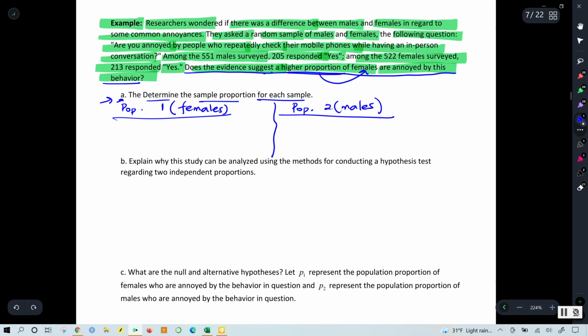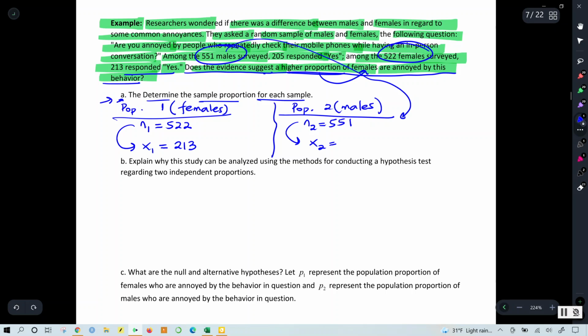So as it stands, for the population of females, the sample size we selected, n1, is 522. And out of that n1, x1 equals 213 responded yes. Whereas for males, the total surveyed was 551, so n2 will be 551, and out of that 551, x2 equals 205 responded yes for males.